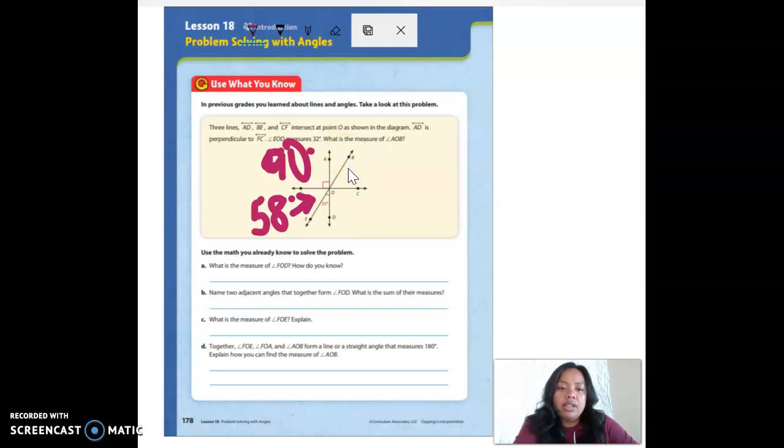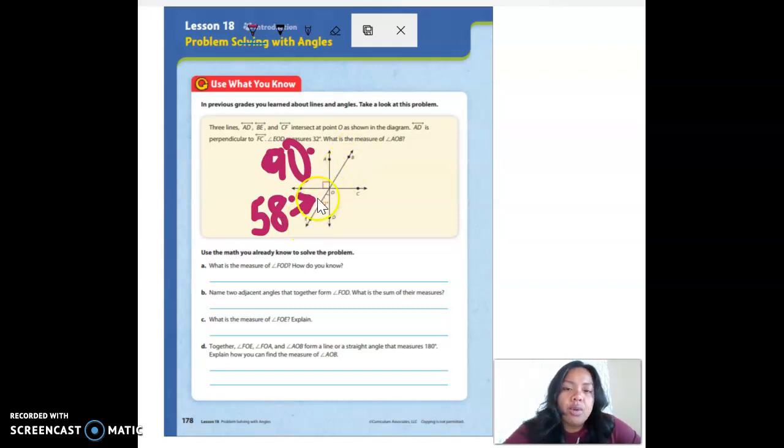So use your handy dandy calculator, if you have that, or write on a separate scratch paper. I'm using a calculator, guys, just so you know. You're going to add them up, 90 plus 58. That gives you a total of 148. So 148 when you add these two up, and it needs to total 180 degrees.